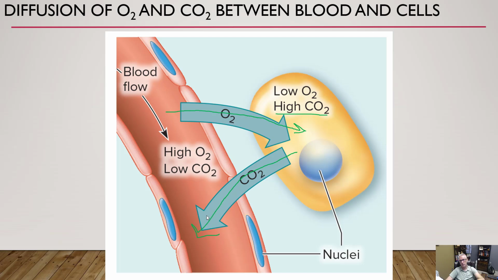Then the bloodstream goes back to the lungs, and the reverse is going to happen. We have a higher concentration of carbon dioxide in the bloodstream versus the lungs. So carbon dioxide is going to diffuse from the bloodstream to the lungs. Oxygen is going to diffuse from the lungs to the bloodstream.